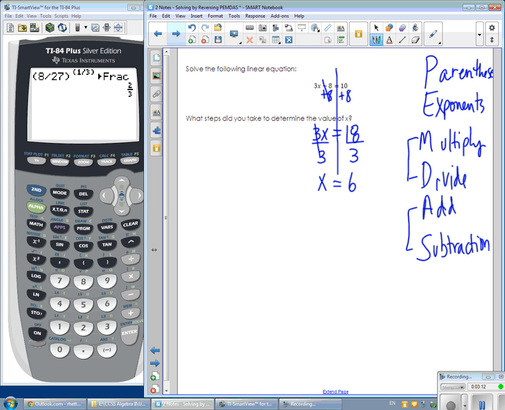With exponents, for example, if I've got x squared, what would undo a power of 2? Well, a root of 2 is going to undo it, because the square root of x squared is simply x. If I have x to the 3rd power, what would undo a power of 3? A root of 3 would undo it. The root and the power are going to cancel, and that's going to leave me with x.